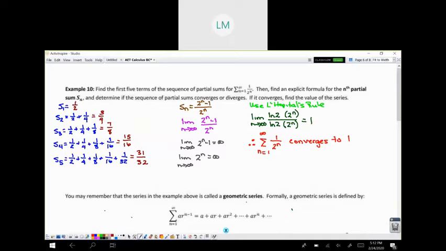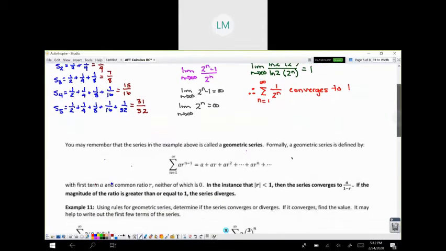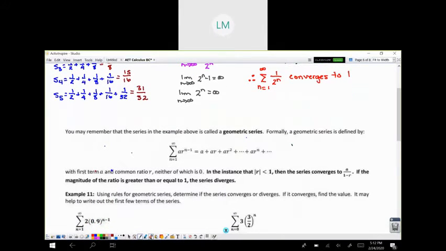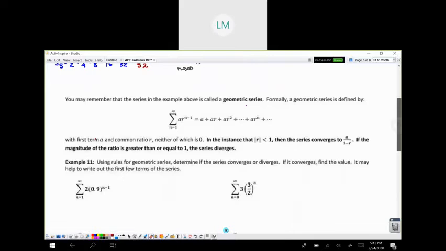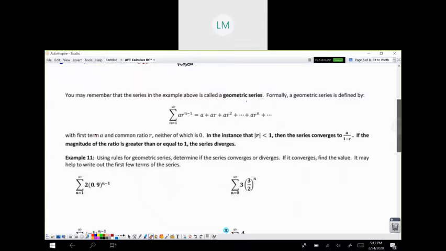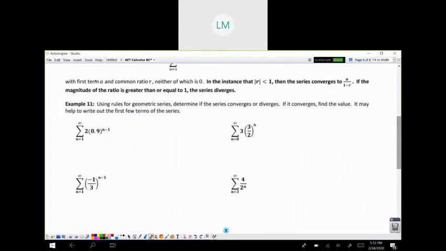The series in example 10 should have looked familiar, and that is the geometric series. Remembering from Algebra 2, for the geometric series to converge, the absolute value of r, which is the common ratio, must be less than 1. Then the series will converge to the first term over 1 minus r. If the magnitude of the ratio is greater than or equal to 1, the series diverges.